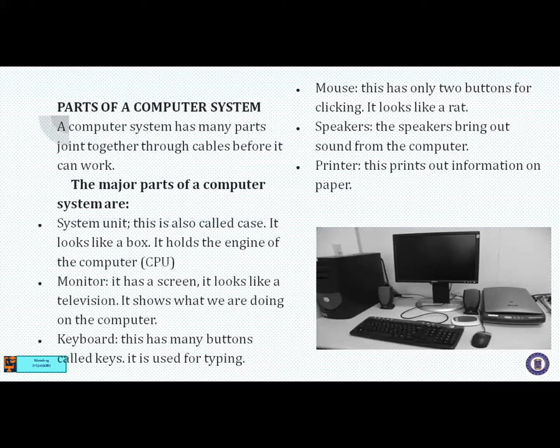Then we have speakers, as you can see from the pictures. Mostly there are two external speakers, two in a set, that bring out sound from the computer. And we also have a printer, which uses paper to print out information from the computer. So these are the major parts of the computer system.